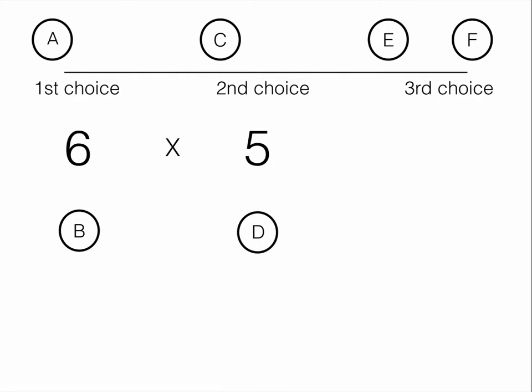Now for your third choice, you've got only 4 options. Let's take E. So remember, our outcome was to find the number of ways of choosing 3 objects from a collection of 6. You can see the number there, 6 times 5 times 4, and that equals 120.